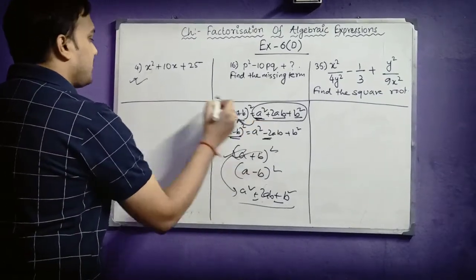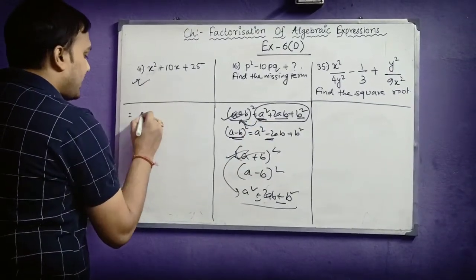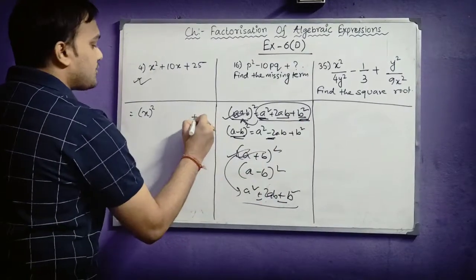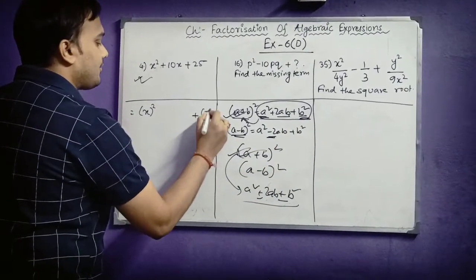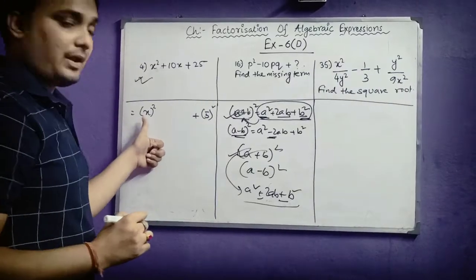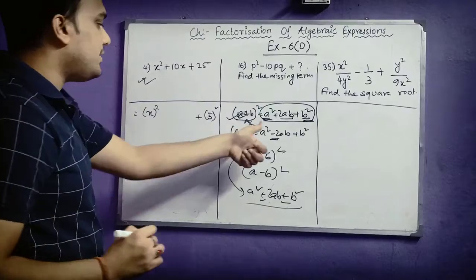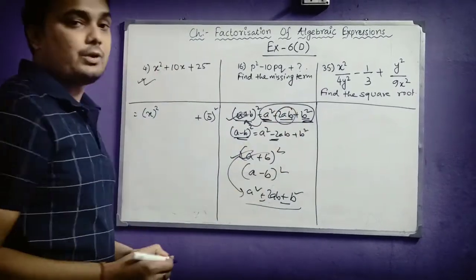So the first is a square. So I can write this x square as x square only, and the last one is b square. That means 25 can be written as 5 square. So in place of a I have x, in place of b I have 5. So what will be the middle term? The middle term is 2ab.